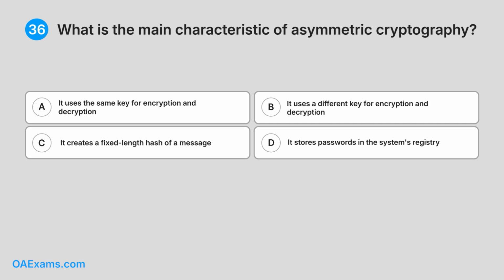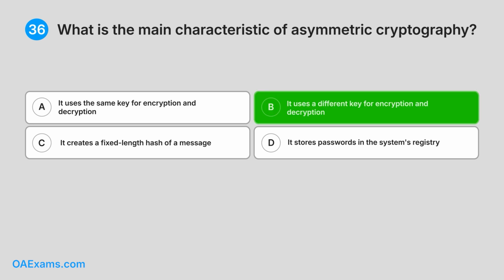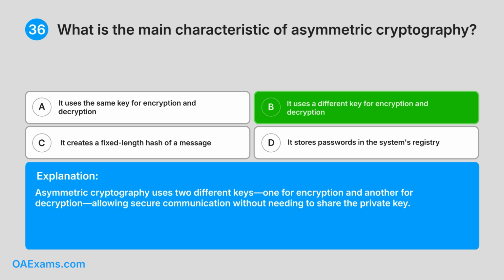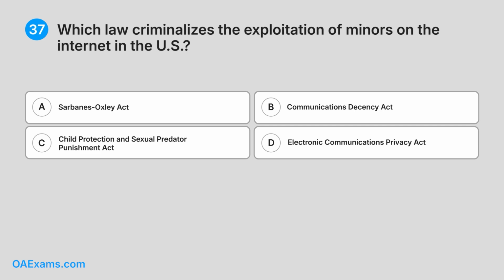Correct answer: B. It uses a different key for encryption and decryption. Explanation: Asymmetric cryptography uses two different keys, one for encryption and another for decryption, allowing secure communication without needing to share the private key. 37. Which law criminalizes the exploitation of minors on the Internet in the U.S.?